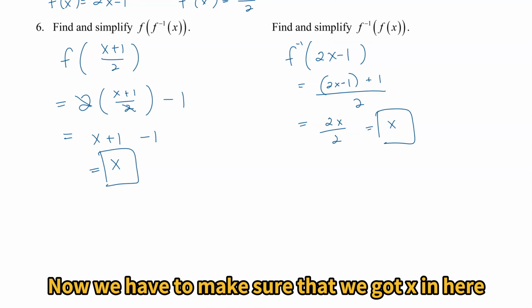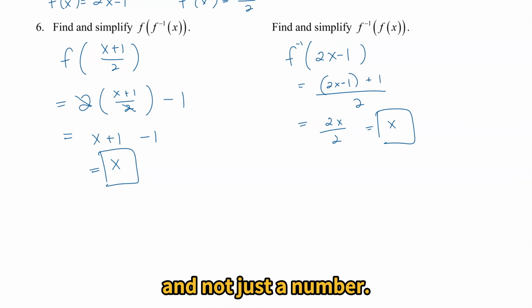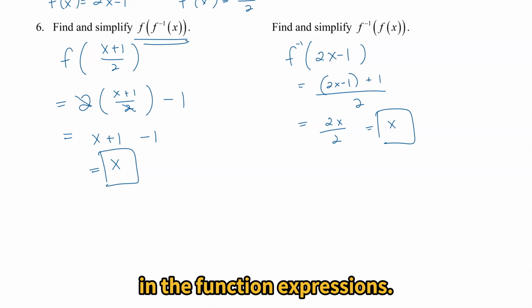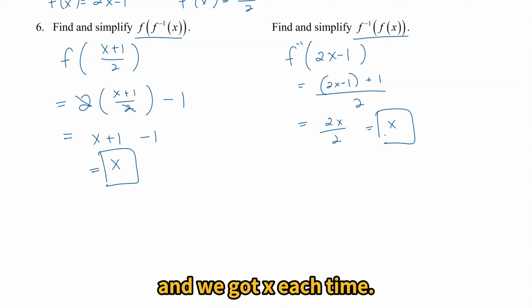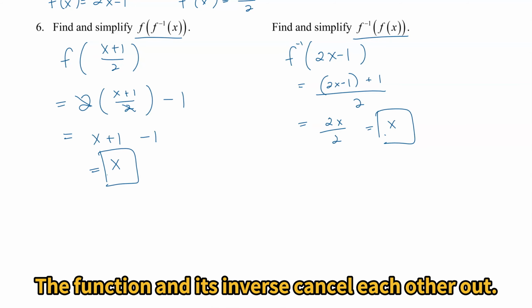Now we have to make sure that we've got x in here and not just a number. We want to make sure we're using the generic functions and the function expressions. But here we composed a function with its inverse and we got x each time. The function and its inverse cancel each other out.